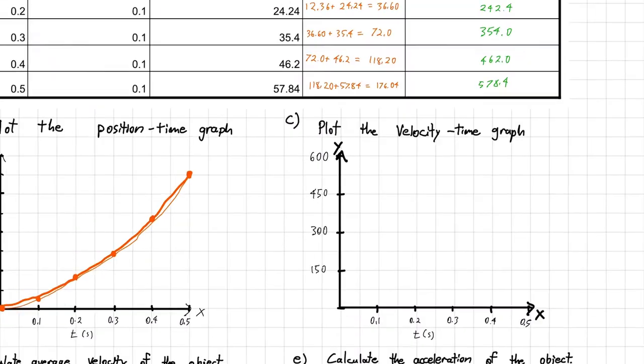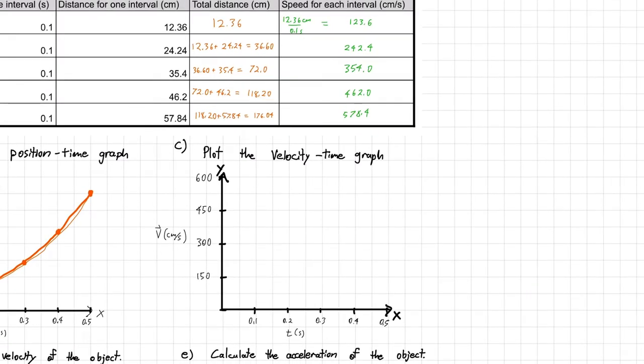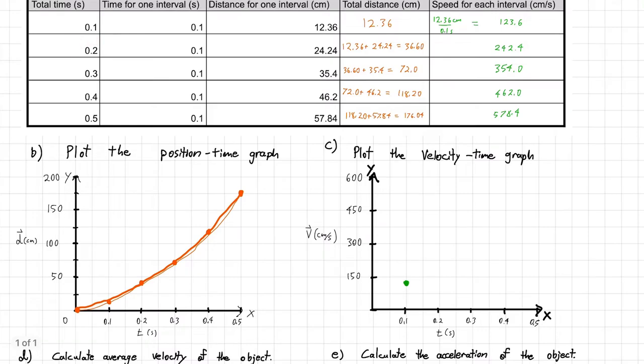And then remembering to label that, this will be our velocity in centimeters per second. All right, let's start graphing these points. So at 0.1 seconds, we'll be just shy of 150. At 0.2 seconds, we're looking at just shy of 250. So it'll be somewhere around there. Again, doesn't have to be perfect.